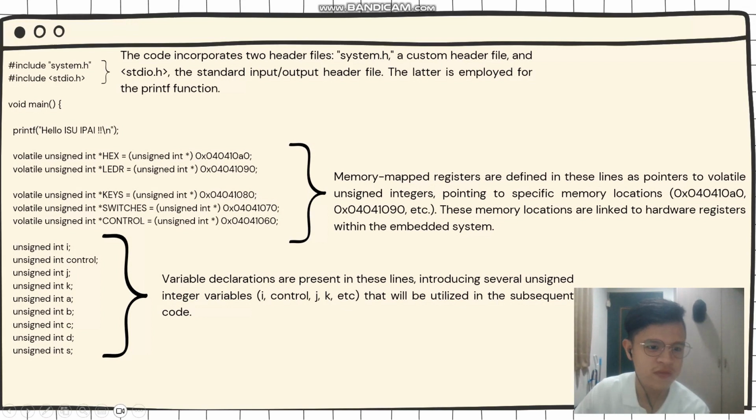And then next we go to the void main. The first is the volatile unsigned. It is used for memory mapped registers, which are defined in these lines as pointers to volatile unsigned integers, pointing to specific memory locations.